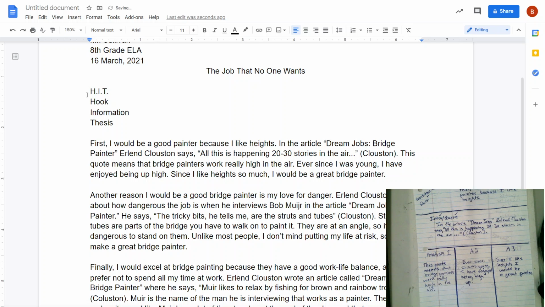Okay, a hook is a sentence that grabs the reader's attention.